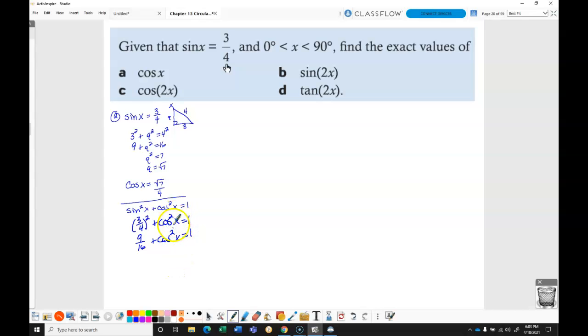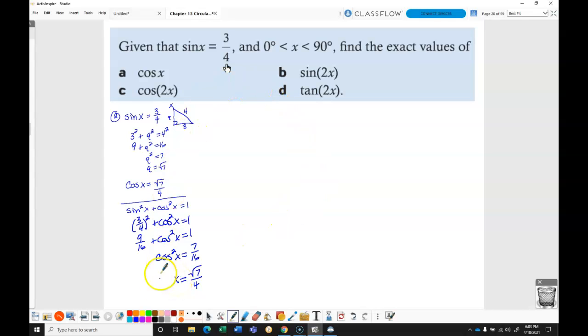I'm going to subtract 9/16 from both sides. So that gives me that the cosine squared of x equals 7/16. And then I'm going to take the square root of both sides. So the cosine of x is equal to the square root of 7 over 4. Same result, two different methods, and that's perfectly acceptable.